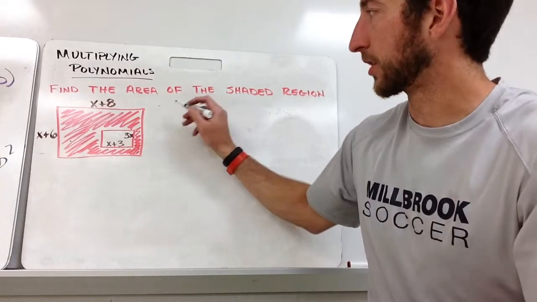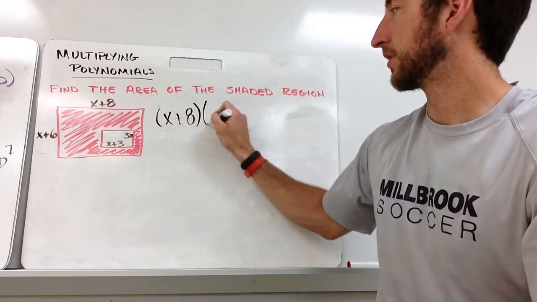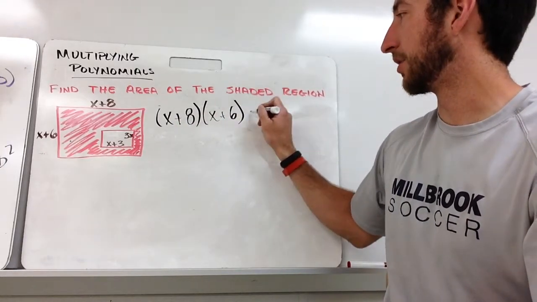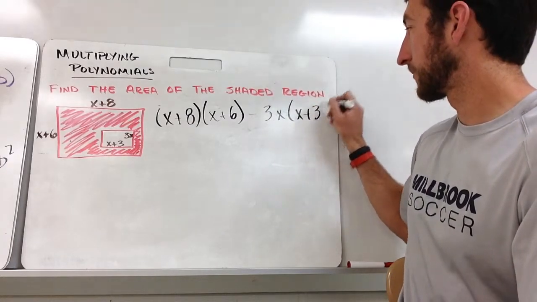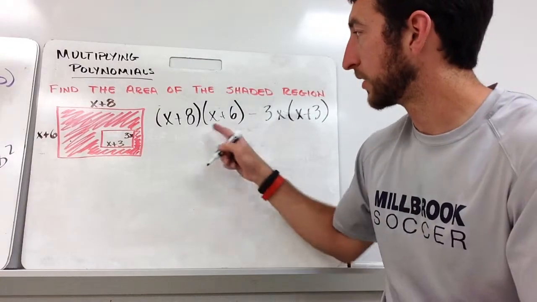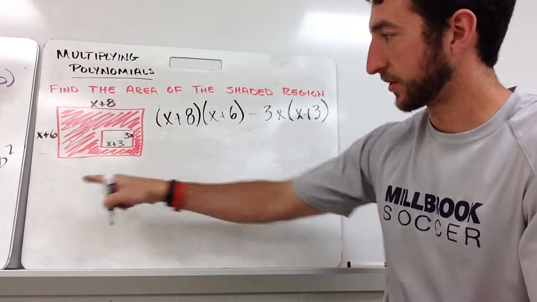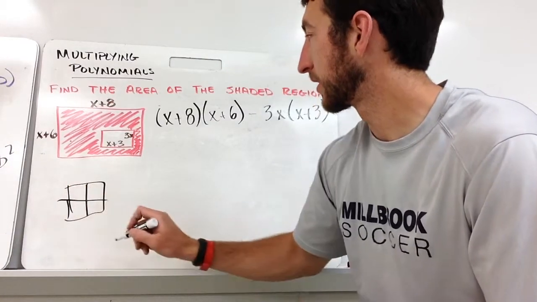So what would it look like if I wrote it all out? x plus 8 times x plus 6. And then I'm going to subtract 3x times x plus 3. So I'm subtracting that small piece where I'm multiplying those. I'm going to do this work for this over here. That was a pretty bad rectangle. Oh well.